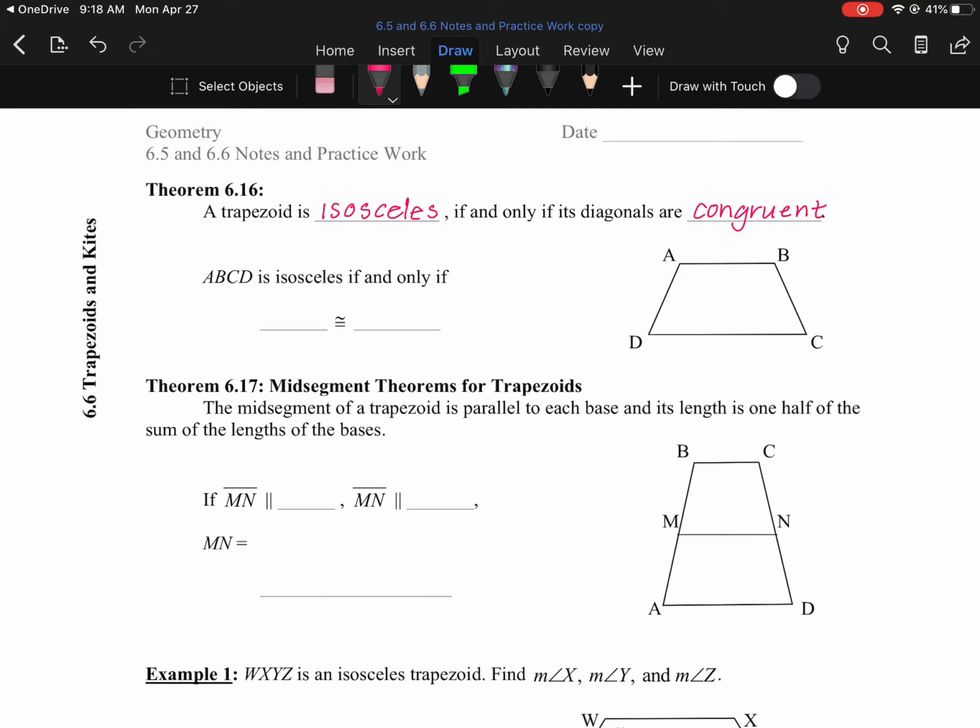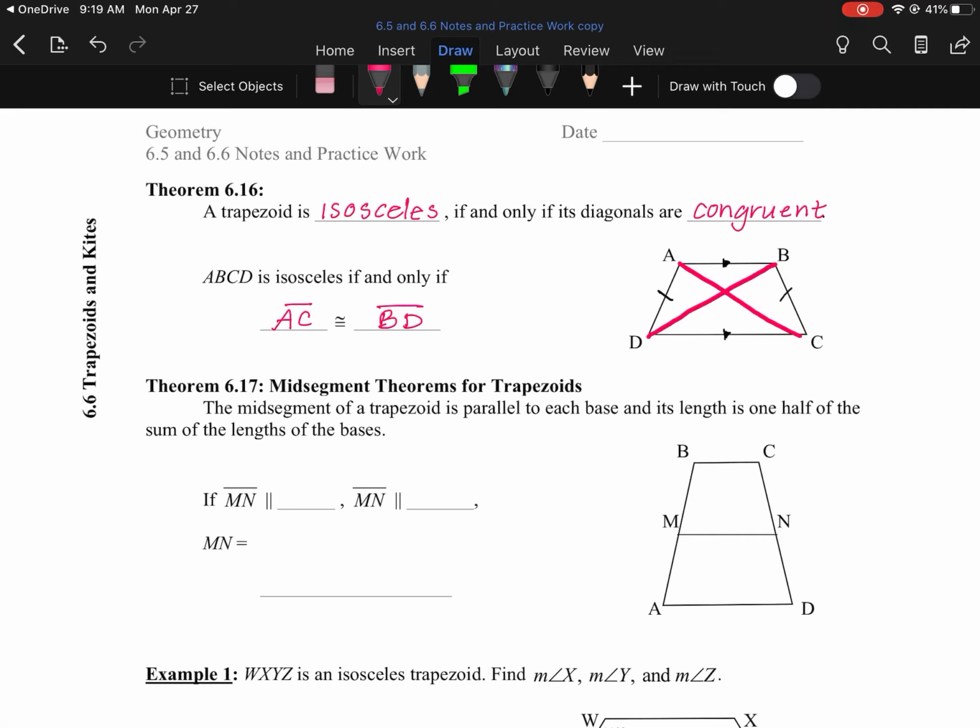So now we know, and I'm going to put in black the information. We know it's an isosceles trapezoid, so I need to know which two sides are parallel and which two sides are congruent. That's telling me that it's an isosceles trapezoid. Then we know that the diagonals are congruent. So we know that segment AC is congruent to segment BD.